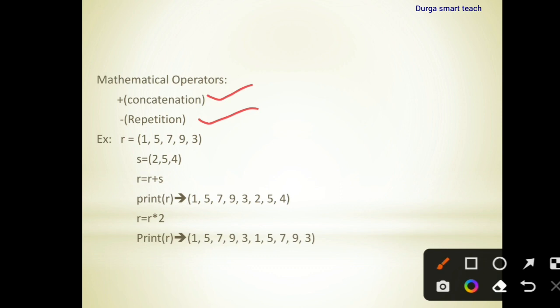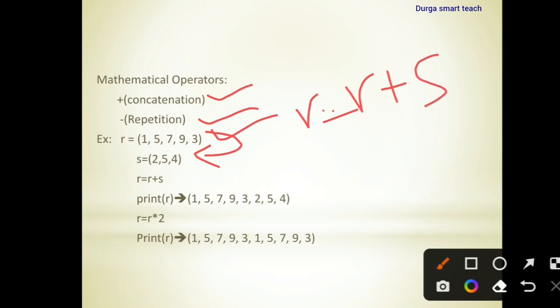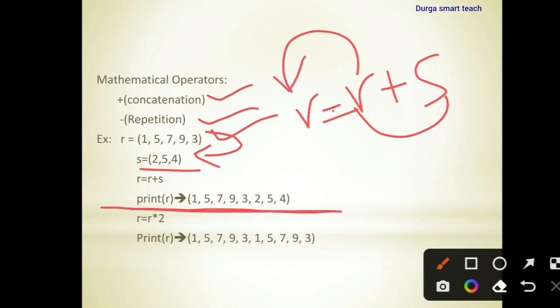Concatenation is used to combine two tuples. Here tuple R contains 1, 5, 7, 9, 3 and tuple S contains 2, 5, 4. If you want to combine these two, R is equal to R plus S. So the R values are 1, 5, 7, 9, 3 and the S values are 2, 5, 4. These two are combined and stored in R. If you print R, it will contain the tuple R and also tuple S.